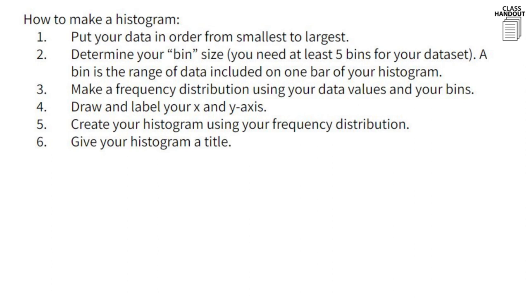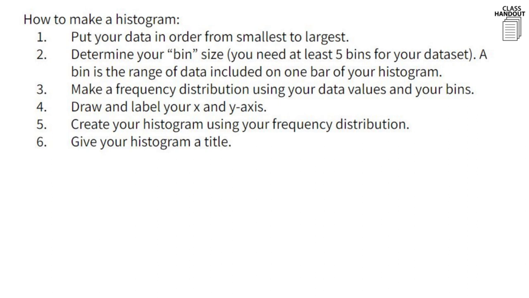All right, so now we're going to talk about how to make a histogram. A histogram is a different type of graph you can make for quantitative data, or data that's numbers. First thing we need to do is put the data in order from smallest to largest. Then you're going to determine what's called your bin size. The bin size is the category how you're going to categorize your numbers.